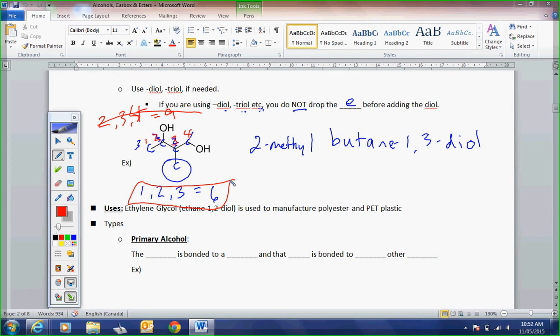Okay, uses. Ethylene glycol. Who's heard of ethylene glycol out there? Abby's on the roll today, the rest of you are Monday morning sleeping. Okay, ethylene glycol, ethane-1,2-diol is what it's called, is used to manufacture polyester and PET plastics.